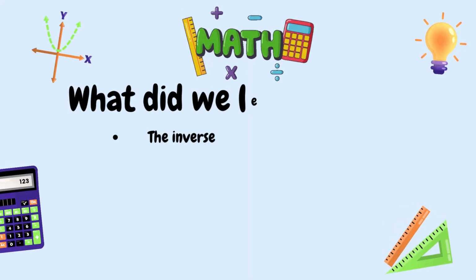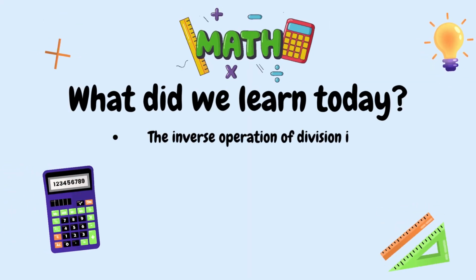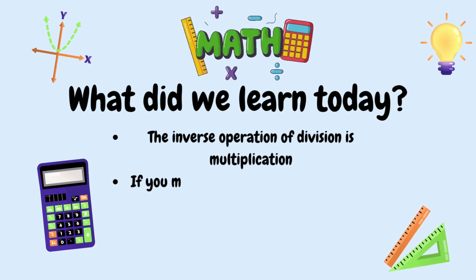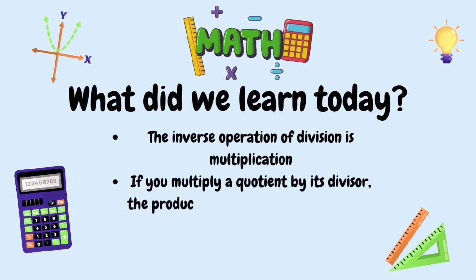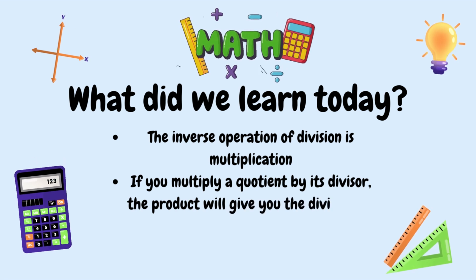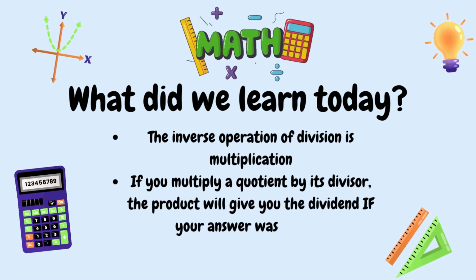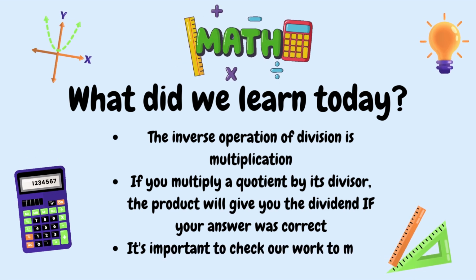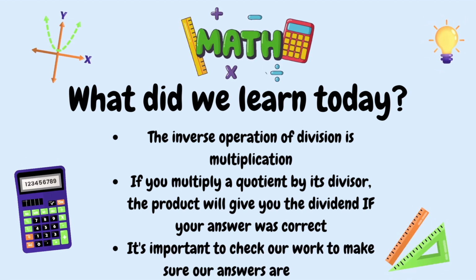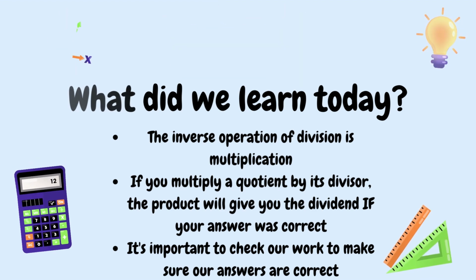Okay, mathematicians, what did we learn today? We learned that the inverse operation of division is multiplication. We also learned that if you multiply a quotient by its divisor, the product will give you the dividend, if your answer was correct. And it's important to check our work to make sure that we got the answer right.